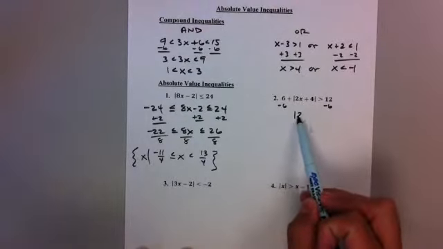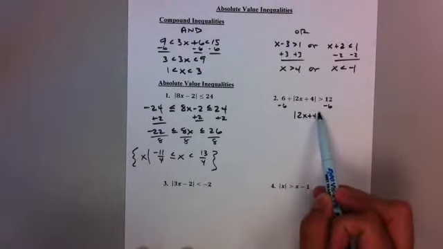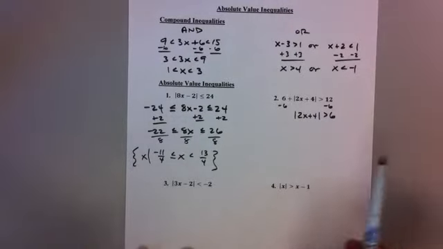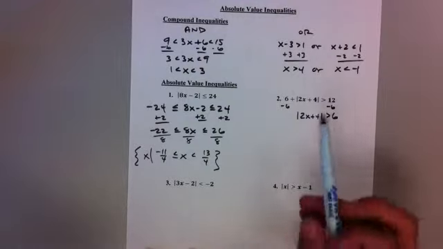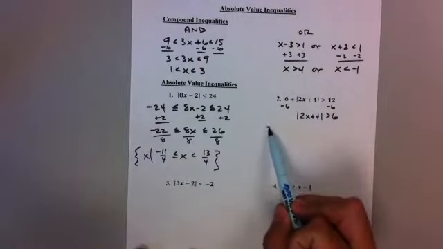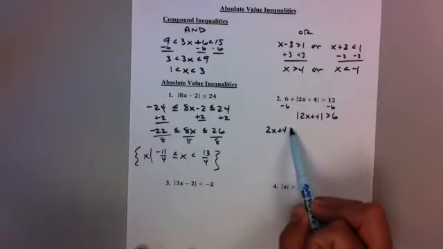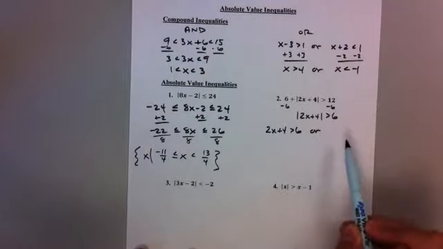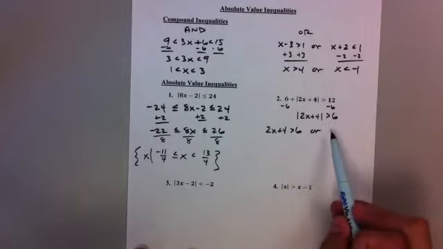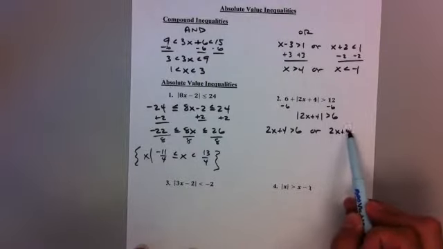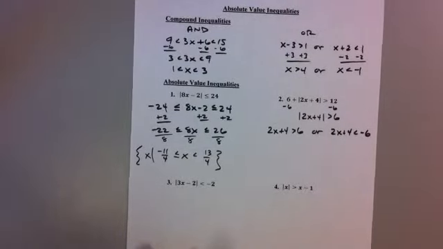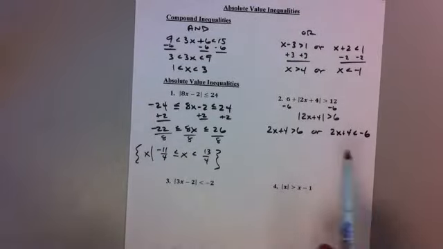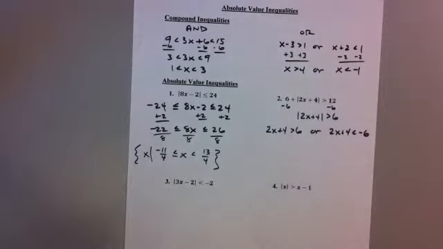So I get the absolute value of 2x plus 4 is greater than 6. Now, the way you know this is an "or" statement is because it says greater than is "or." So the way you do that is you're going to write 2x plus 4 is greater than 6, or, and then you're going to do 2x plus 4 is less than negative 6. As you see, it kind of looks like this or statement up here.